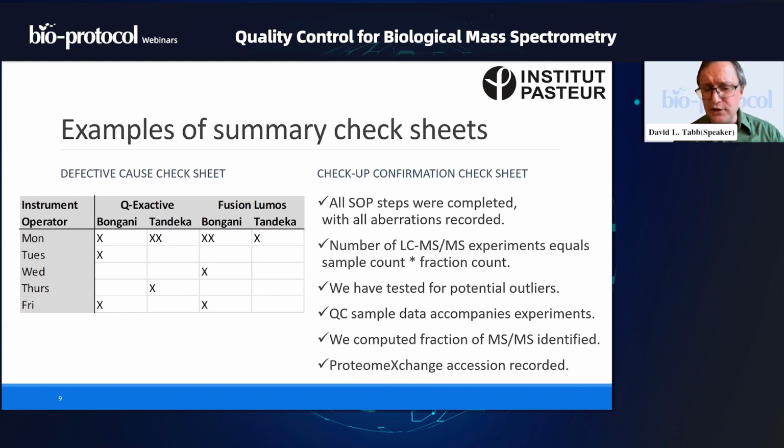And finally, a service that frequently falls upon core facilities, but is not one that many of them relish, is that the data need to be made publicly available when the manuscript is accepted for publication. For that, you should be able to report a ProteomeXchange accession record. So if the core facility is doing that, it's important that that information be made available with the manifest.